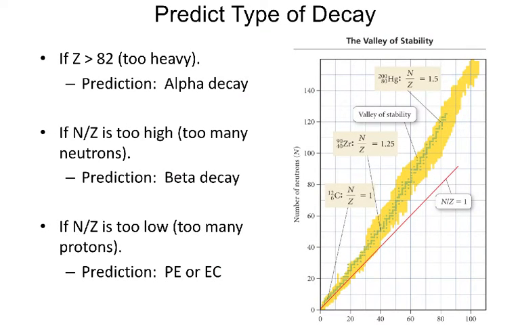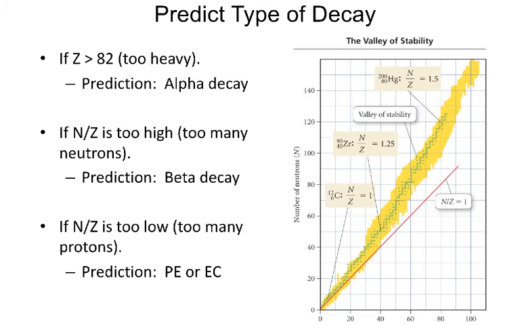In this video, we're going to look at some examples of how we can predict how a radionuclide is most likely to decay. So when you're doing these problems, these are the types of things that you want to consider. The first thing you want to look at is, what is the atomic number? If the atomic number is greater than 82, we know that there are no stable nuclei. And the most common way that nuclides with atomic number greater than 82 are going to decay is alpha decay.